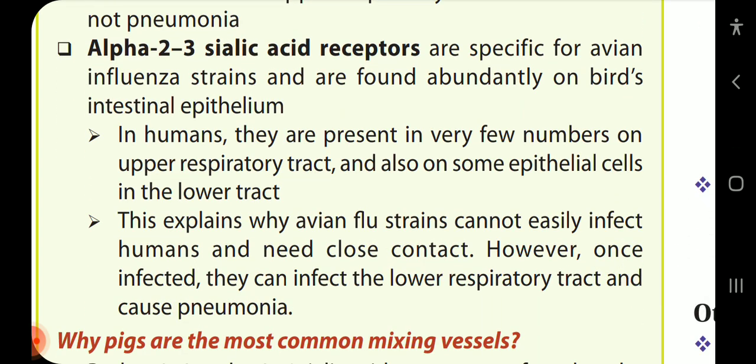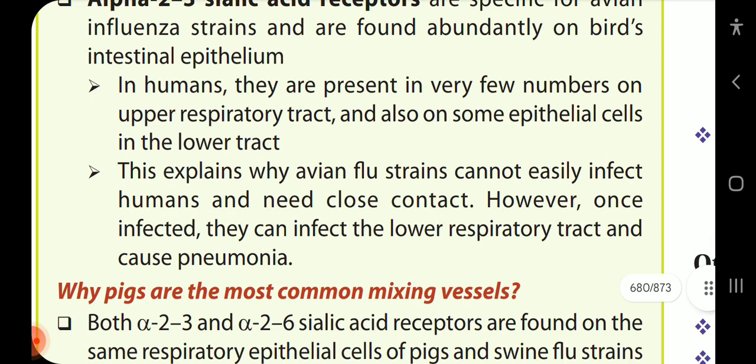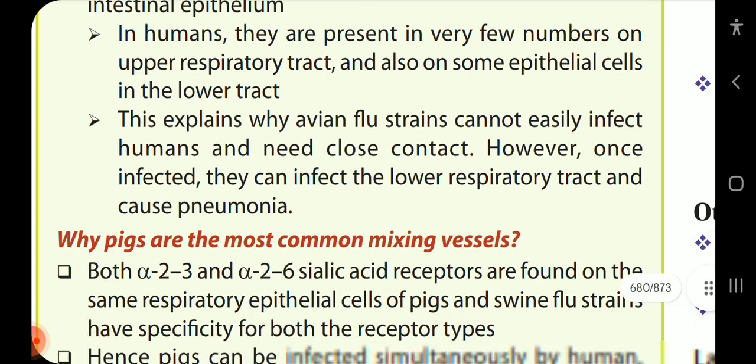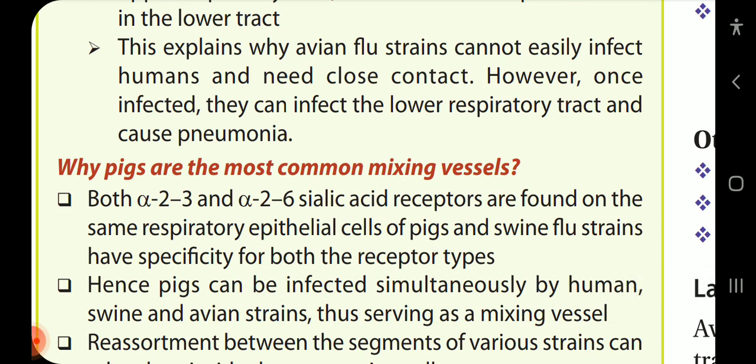Alpha 2,3 sialic acid receptors are specific for avian influenza strains and are found abundantly on birds' intestinal epithelium. In humans, they are present in very few numbers on upper respiratory tract and also on some epithelial cells in the lower tract. This explains why avian flu strains cannot easily infect humans and need close contact. However, once infected, they can infect the lower respiratory tract and cause pneumonia as well.